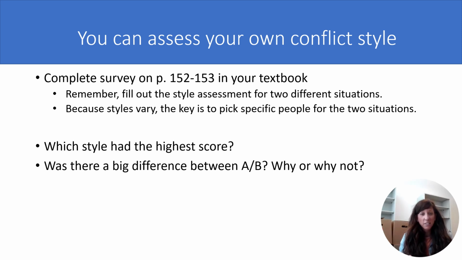And then it asks you to complete the assessment again, thinking about person B. Maybe that is like a coworker or colleague. So please complete the assessment 2 different times using 2 different specific people. And once you're done with that, there's some directions about how to add up your scores. And then once you've done that, you should see which one of your conflict styles tends to emerge as the highest score. Again, please take a moment, if you haven't already, and pause the video and complete that assessment.